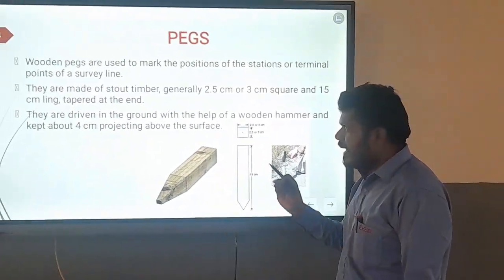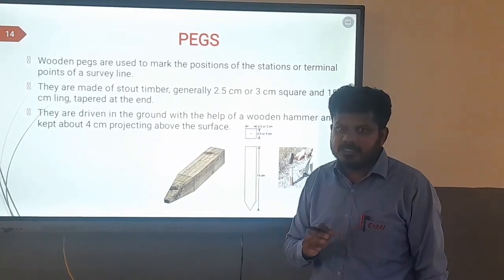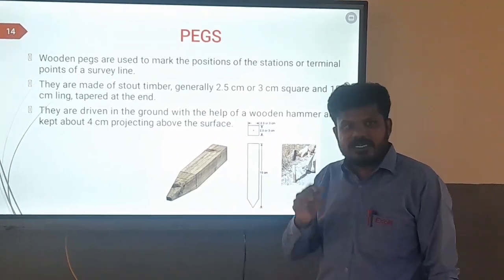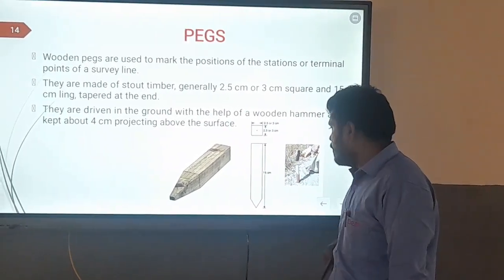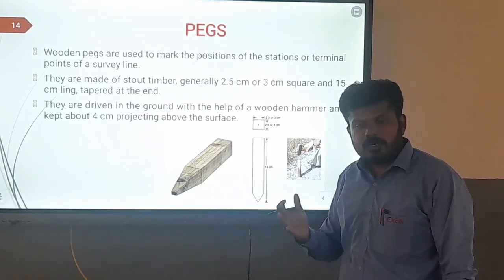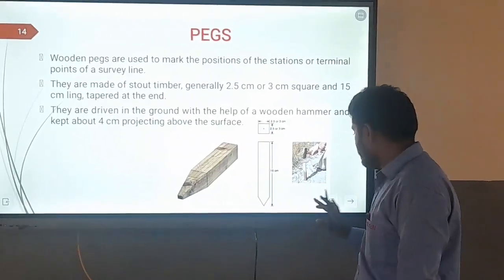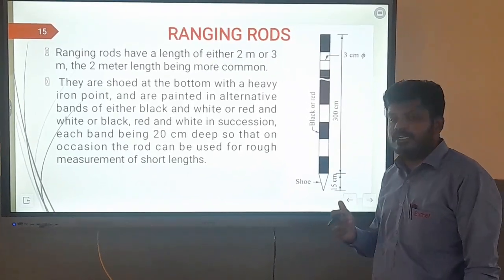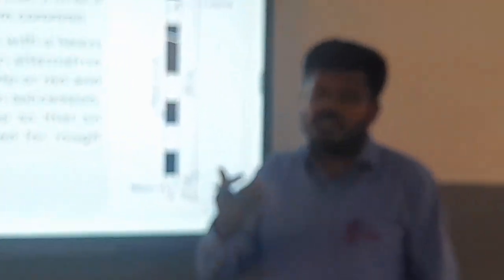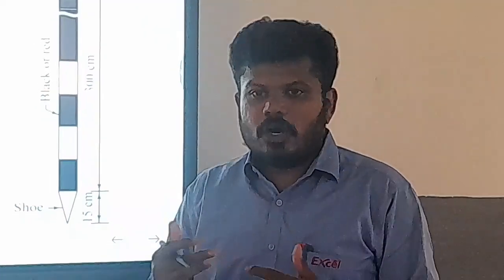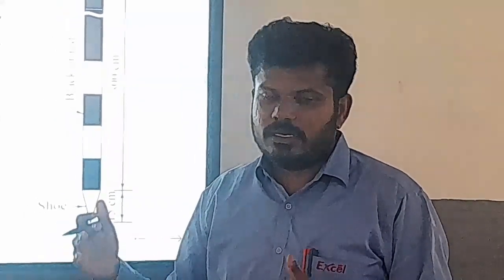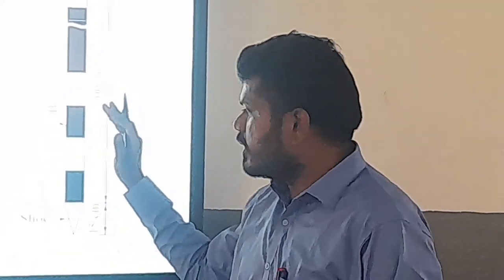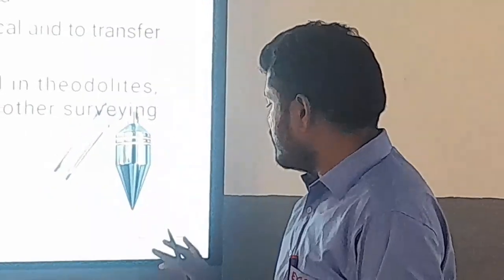And then pegs. Arrows and pegs follow the same principle. Arrows are made of steel and pegs are made of wood. This is the difference between arrows and pegs. This is a ranging rod. The ranging rod is a common thing we use for surveying purposes in all kinds of surveying, not only in chain surveying but also total station, tachometric or triangulation, whatever the method. This ranging rod is very important. It consists of 30 meters.